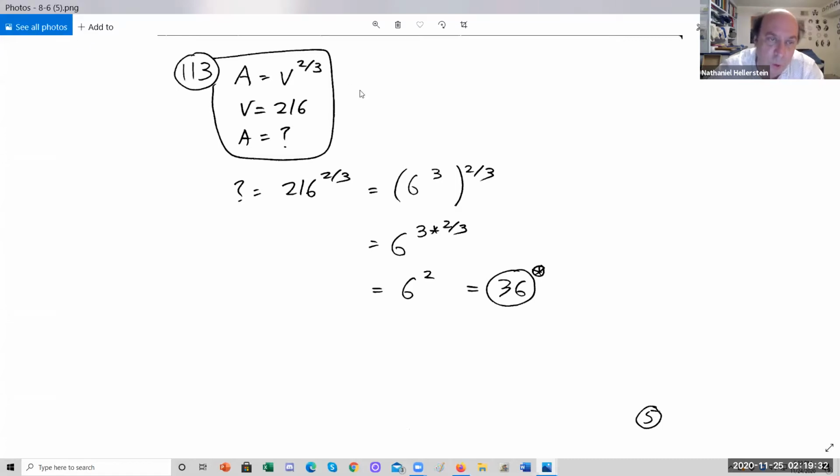Here, this is actually a word problem where the area of a side of a cube is the 2/3 power of the volume. And the volume is 216, so what's the area of the side? Well, it's 216 to the 2/3 power. 216 is 6 to the third power. And that to the 2/3 power means you multiply 3 times 2/3, which is 2. 6 to the second power is 36.